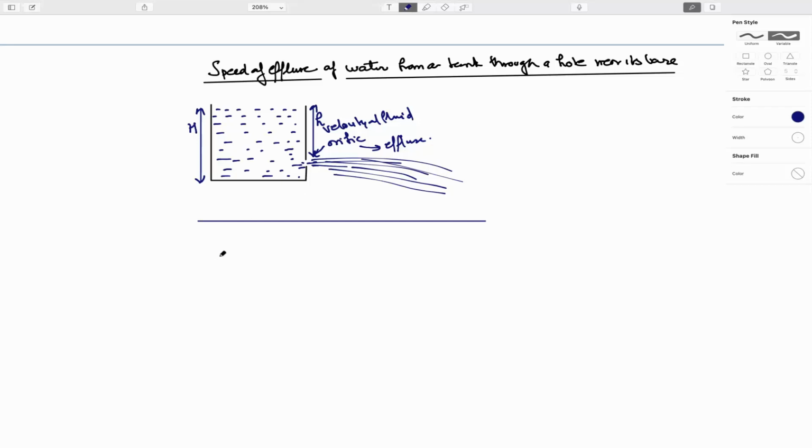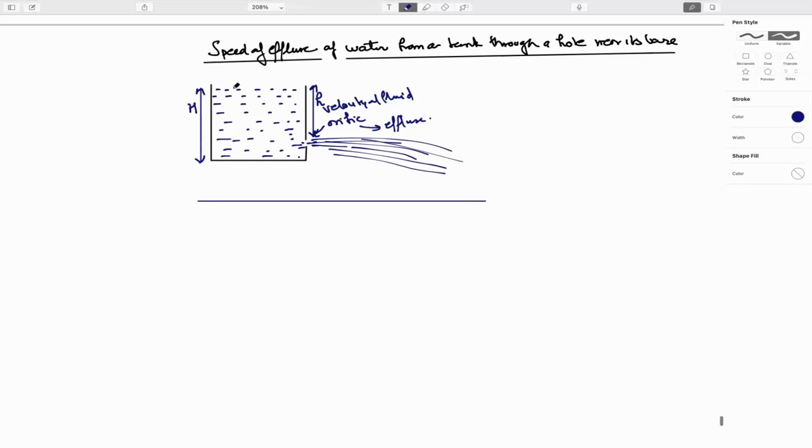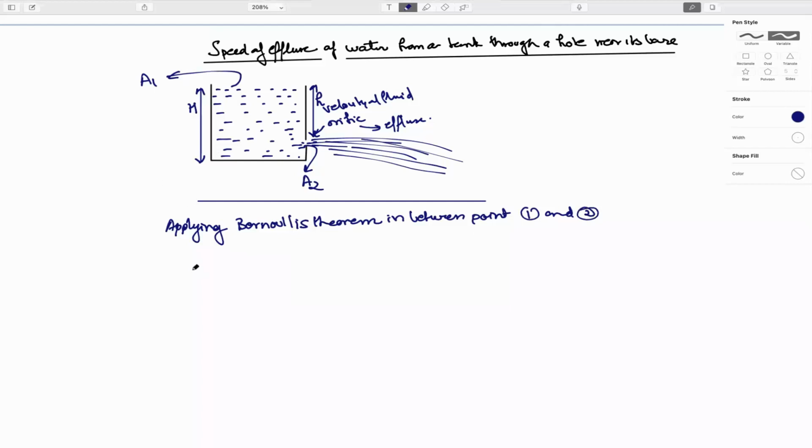Okay, so we have the area of this container, which we can consider as A1, and the area here is A2. So applying Bernoulli's theorem in between point 1 and 2.